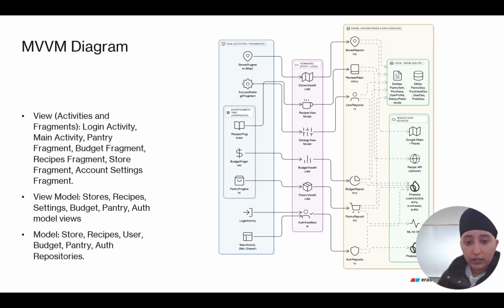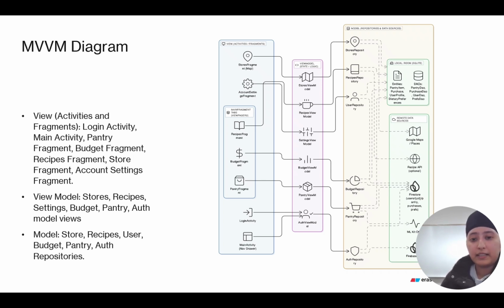Model layer: even though our diagram shows both local and remote data sources, in our Firebase version, the repository primarily uses the remote source. Firebase auth for login and sign up, Firestore for user data, pantry items, purchases, and preferences, Firebase ML Kit OCR for image-based item recognition, and Google Maps Places for the store location. We can optionally keep room in the diagram for a local cache, but in practice, we mostly rely on Firestore's built-in offline persistence.